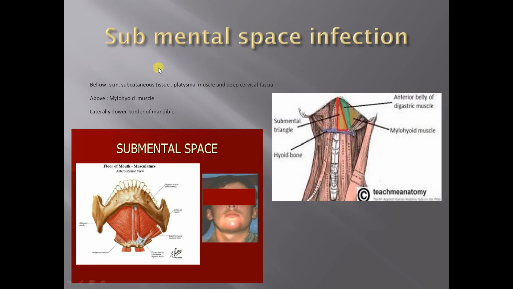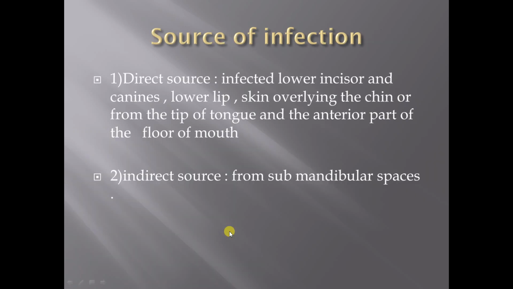Submental space infection. The boundary of the submental space is above by the mylohyoid muscle, laterally the lower border of mandible, and below skin, subcutaneous tissue, platysma muscle, and deep cervical fascia. This triangle is the submental space and clinically appears in this form as we see here.